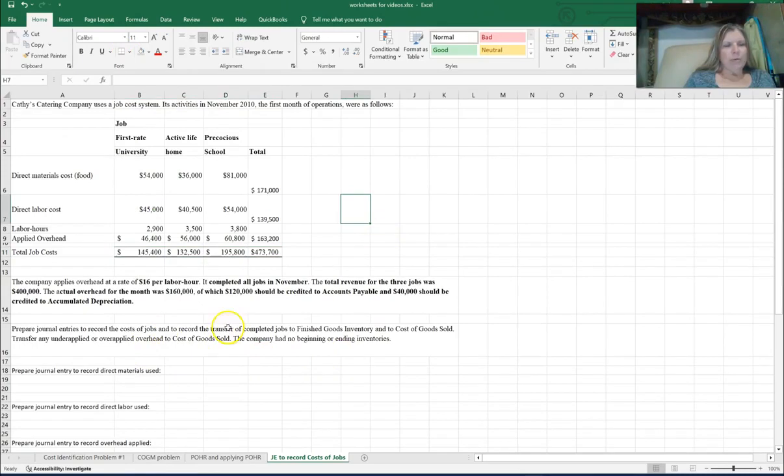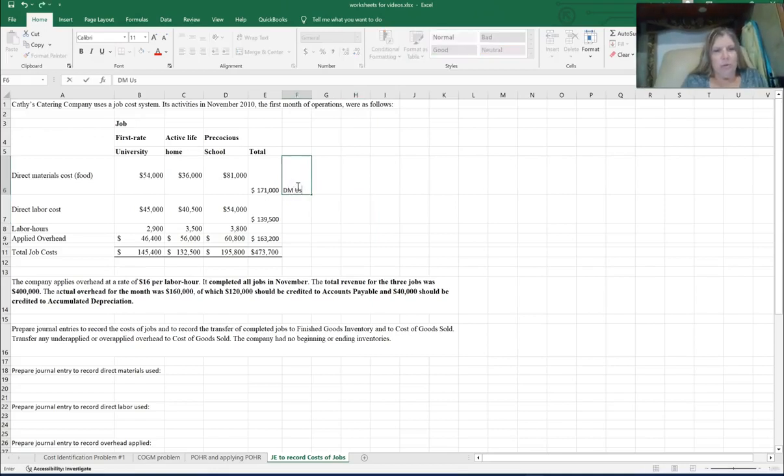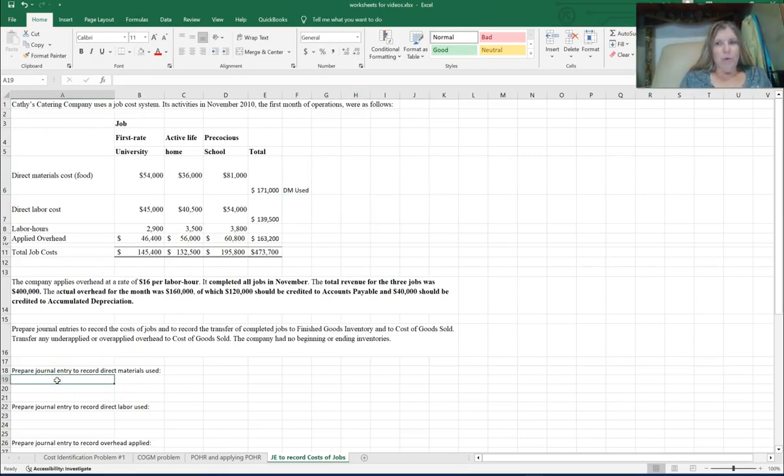So I've kind of already recapped all these down here. So the first thing we have to do is prepare the journal entry to record the direct materials used. And that was the $171,000. So let me just write direct materials used. And we're going to put that in our work in process inventory. So we're going to abbreviate that as WIP. Okay, inventory is an asset. So in order to increase that, you have to debit it. Because we just started these jobs.